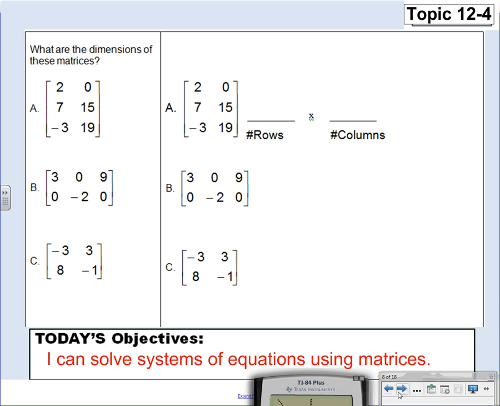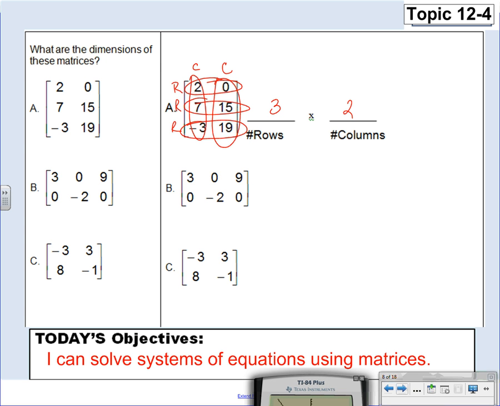Now you get to try. We're going to determine the dimensions of these matrices. So the first one is A. You can start off by labeling your rows. Remember, they go side to side, like you're in a movie theater. So we say that there are 3 rows. Then we'll look at our columns. There are 2 columns. So our dimensions are 3 by 2. This is a 3 by 2 matrix.